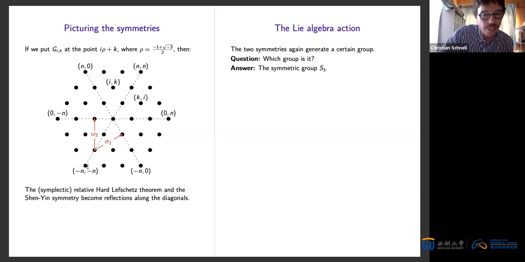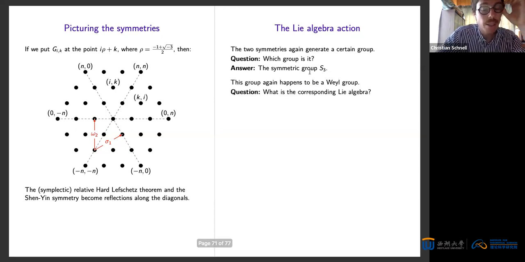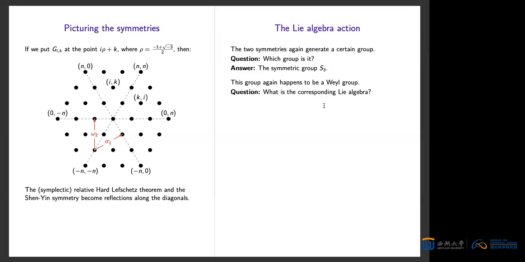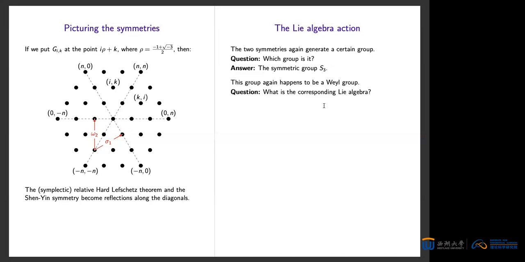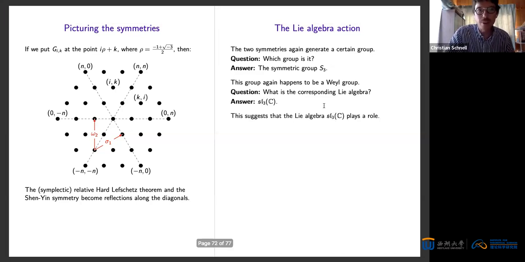The 3 reflections are like the 3 elements of order 2 in the symmetric group. Okay, the obvious next question is, since we already saw earlier that Lie algebras show up: S3 is generated by reflections. It is also a Weyl group. Do you know what the corresponding Lie algebra is, the Lie algebra whose Weyl group is S3? It is A3. Well, A2 would be the right name. So SL3, exactly. Very good.